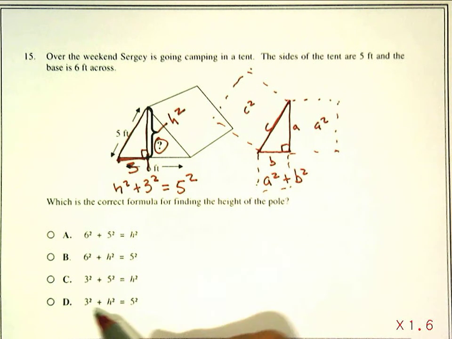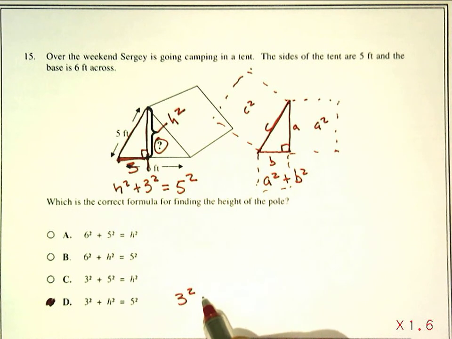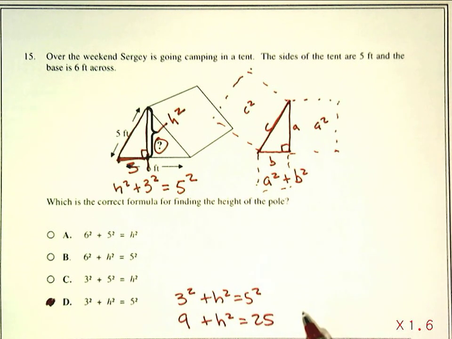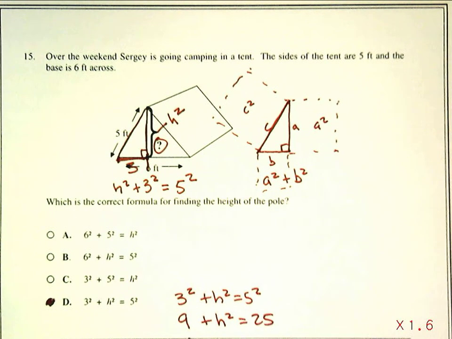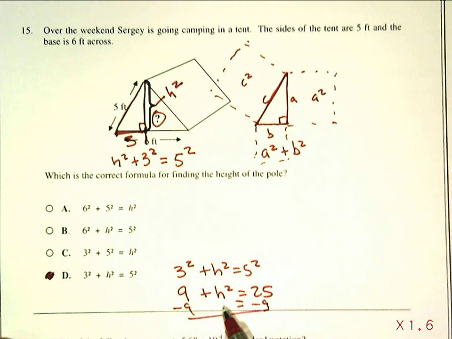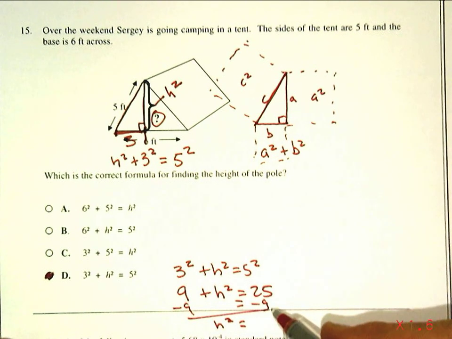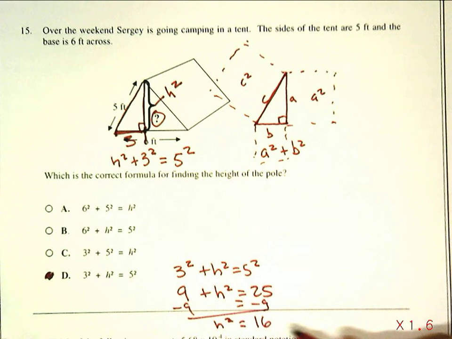The problem doesn't ask us to actually solve this, but if I did want to solve it, I'm going to solve it just so you can see how I do it. 3 squared plus H squared equals 5 squared, which means 9 plus the height squared equals 25. And so if I actually want to solve this, I'm going to subtract 9. This 9 plus H squared equals 25. Subtract 9, and I get H squared equals 25 minus 9, or 16.